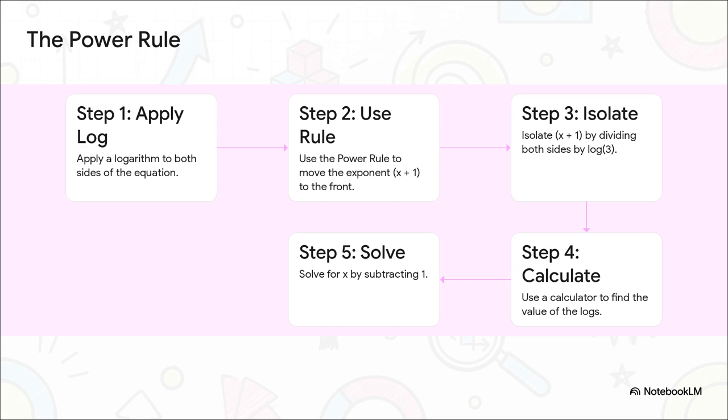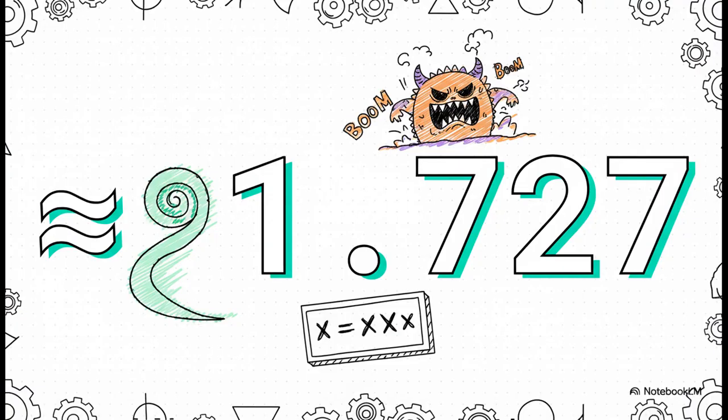Step 3 is just good old algebra. To get x plus 1 by itself, we divide both sides by the log of 3. And steps 4 and 5? Well, now we just need a calculator to get the values for log of 20 and log of 3, do the division, and subtract 1 to finally solve for x. And after we punch in those numbers, boom, x is approximately 1.727. We actually did it. We used a logarithm as a tool to solve an equation that would have been pretty much impossible otherwise. Final boss defeated.